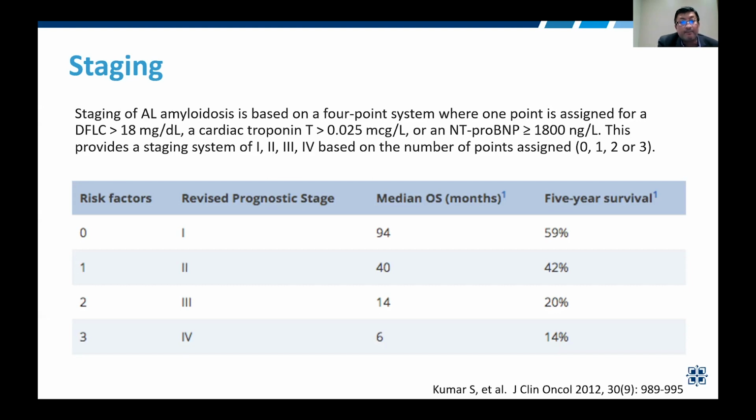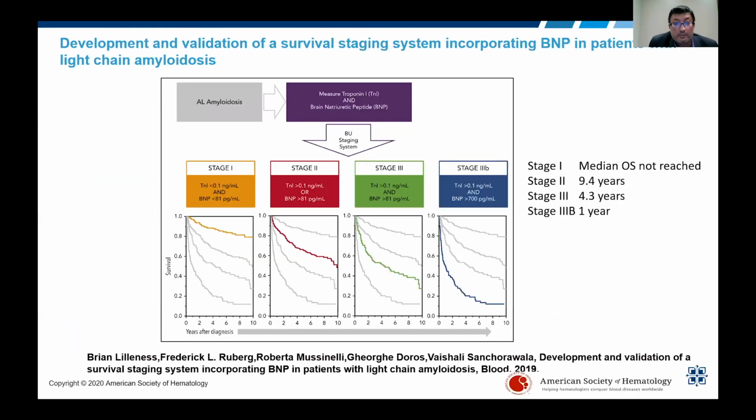But this staging has some limitations, especially what Dr. Sanchorawala and her group have actually shown in their study. Patients who have chronic kidney disease, we lose the reliability of our NT-proBNP. That's number one. Number two, NT-proBNP is not really available in all the centers. Troponin T is available in some places, troponin I is available in some other institutions. So that's another staging that has been incorporated, and it's pretty much comparable.